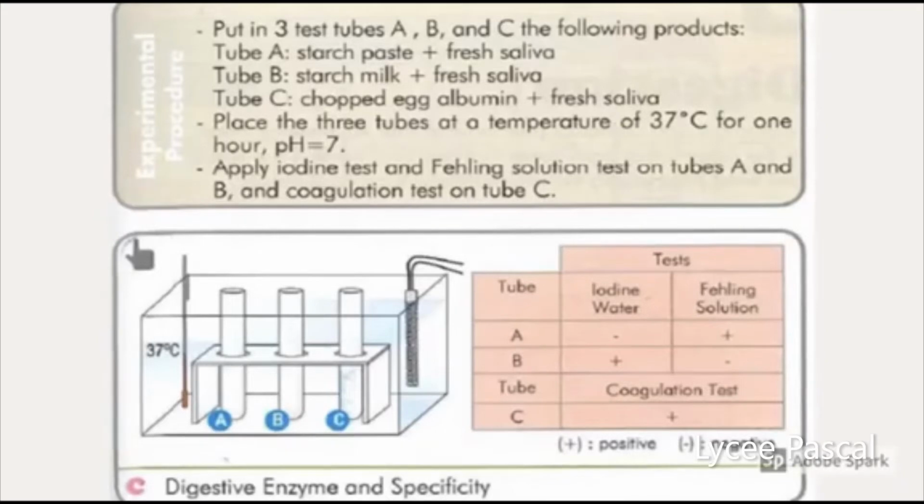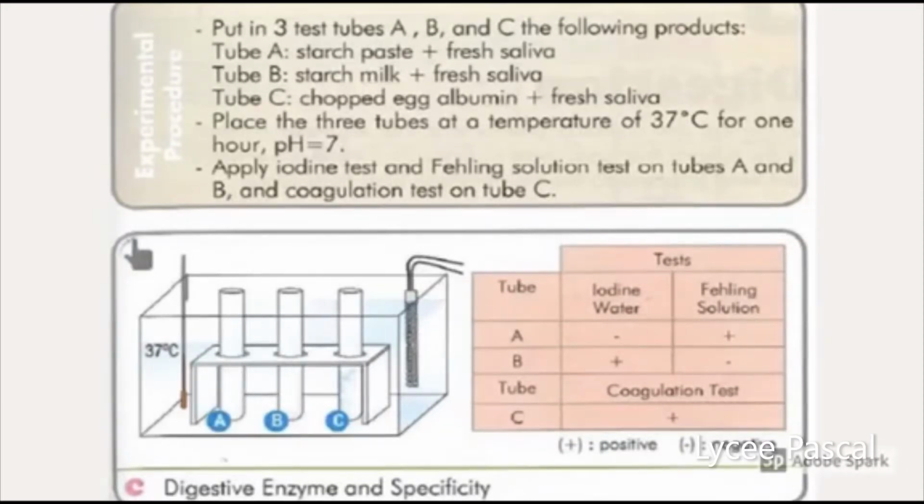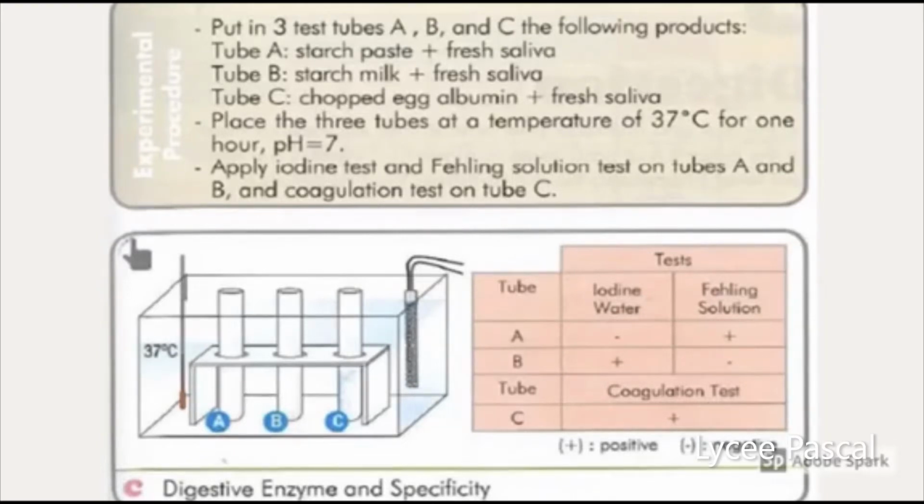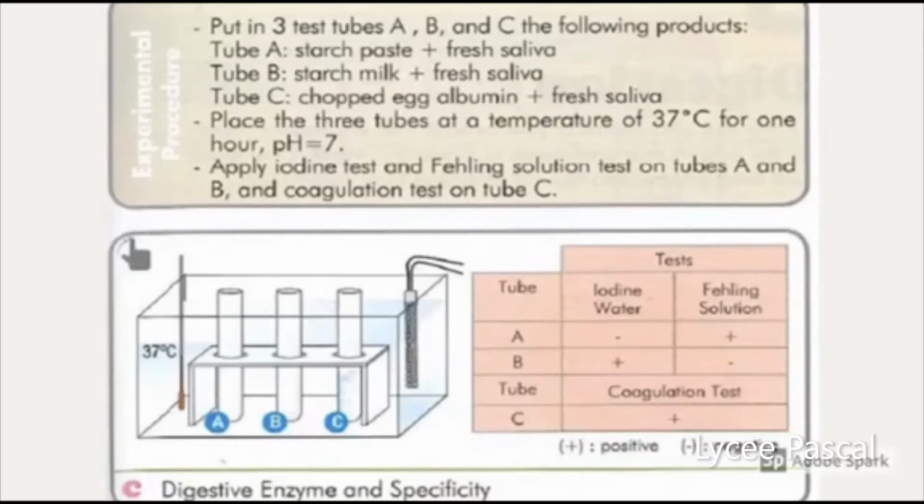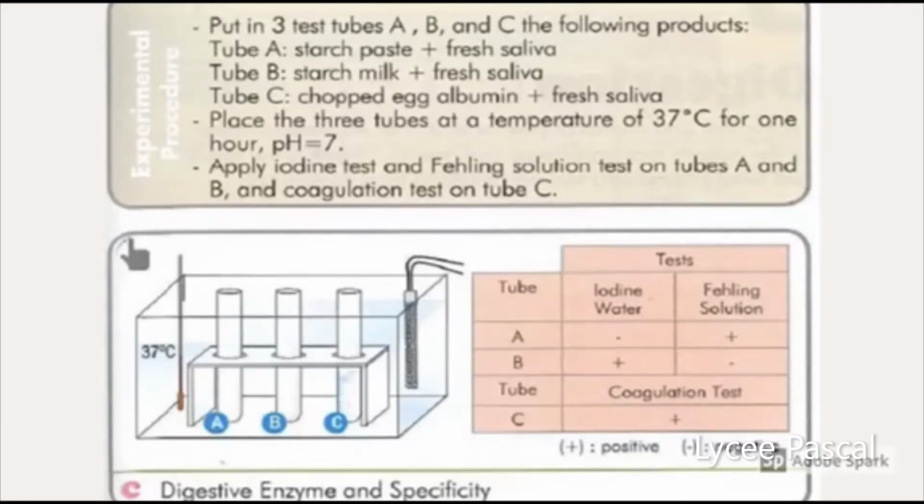It means that the starch milk is not digested by the fresh saliva, or by the salivary amylase, into a reducing sugar. In tube C, since we have protein, we are going to use the coagulation test, and the result is positive. It means that the protein is still present in tube C and is not broken down by the enzyme. So from this experiment, we can see that the variable factor is the substrate. We have 3 different substrates in 3 test tubes with the same enzyme. So we are going to see that the enzyme only breaks starch paste. So each enzyme works on a specific substrate.